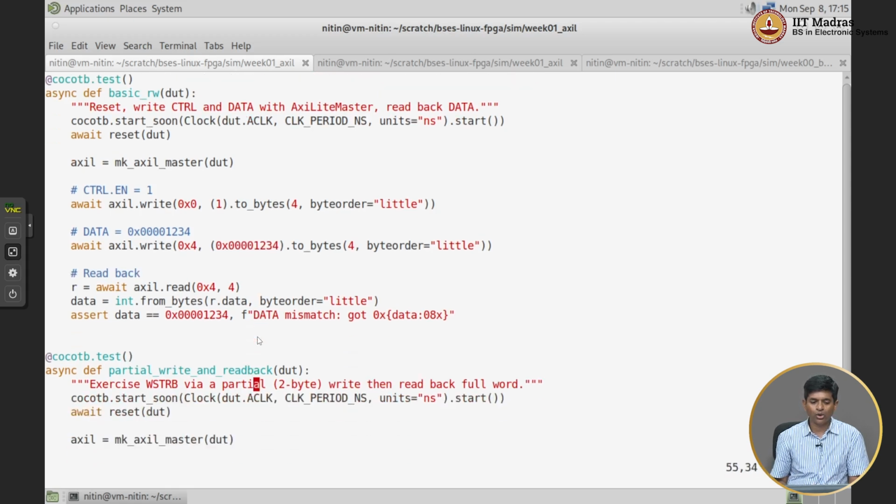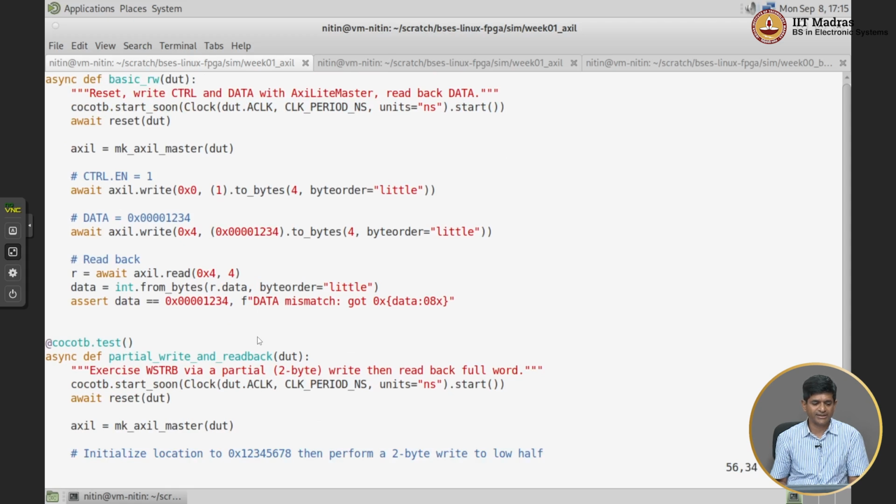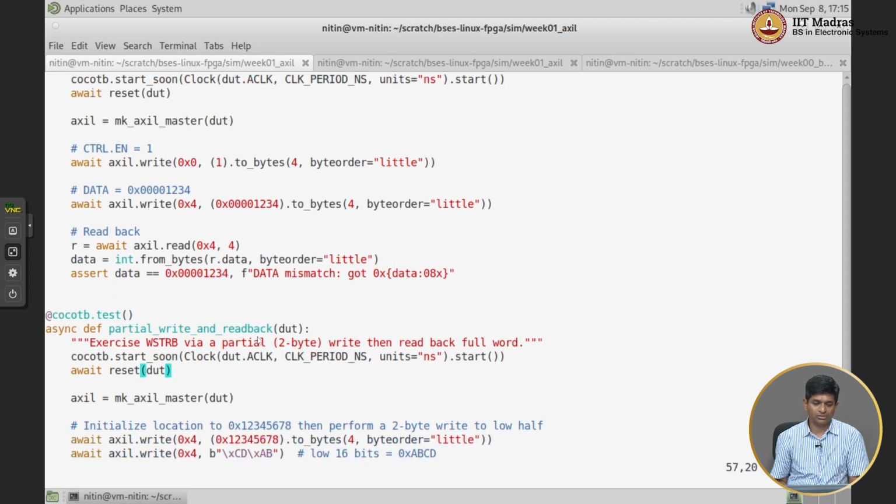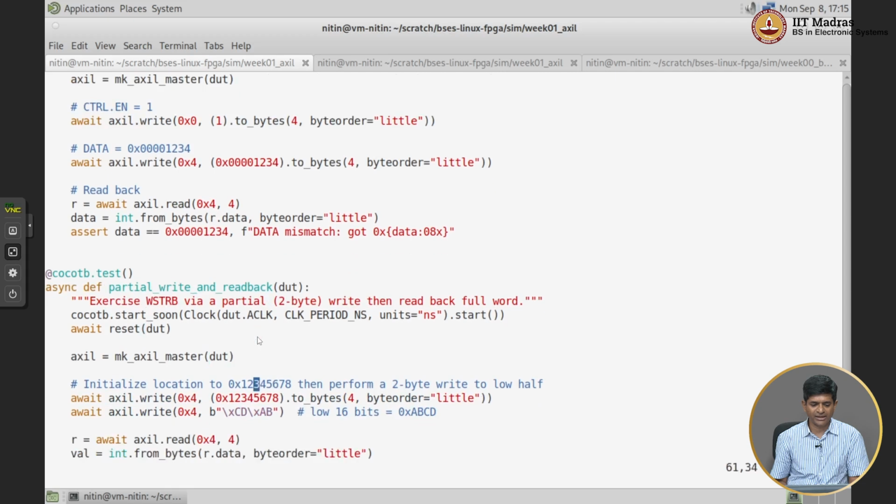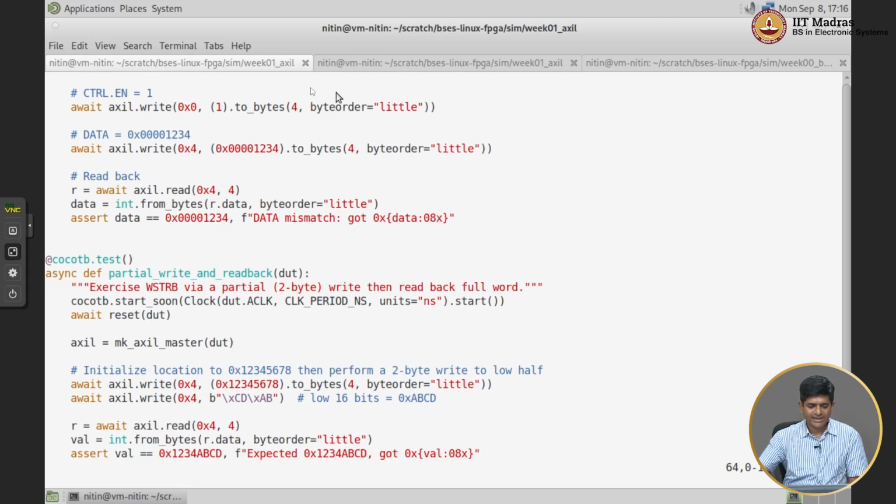Along with that I have also got one more test, which is what is called a partial write test. In this case once again I write the reset condition, then I make the AXI Lite master. I start off by writing this value 1 2 3 4 5 6 7 8 into register location number 4, and then after that I write only 2 bytes. What you can see over here is I am giving this value B and just giving 2 bytes alone. Automatically the Cocotb test bench understands that it should make the strobe signal such that only 2 of the bytes are written and the other 2 are left unchanged.